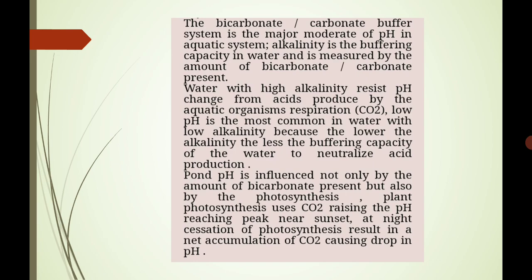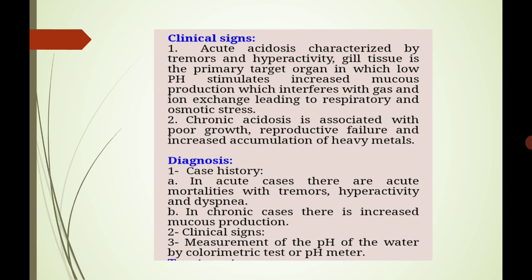Pond pH is influenced not only by the amount of bicarbonate which is present but also by photosynthesis. Plant photosynthesis uses CO2, raising the pH, which reaches a peak near sunset. At night, cessation of photosynthesis results in a net accumulation of CO2, causing a drop in pH.